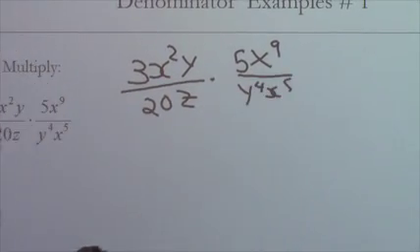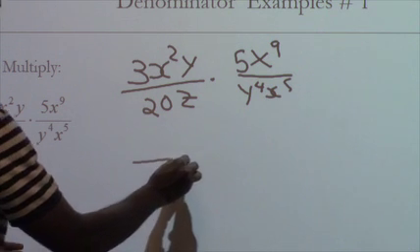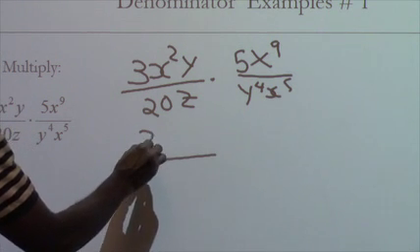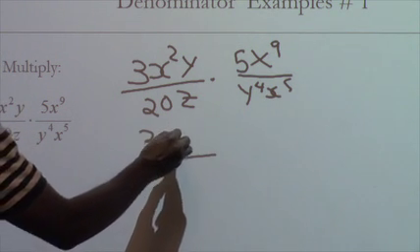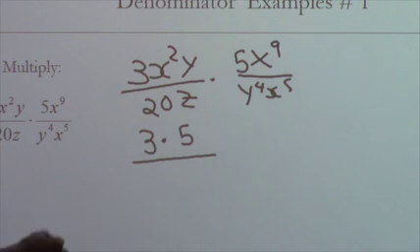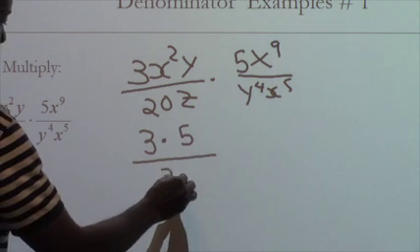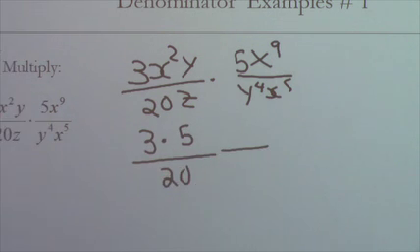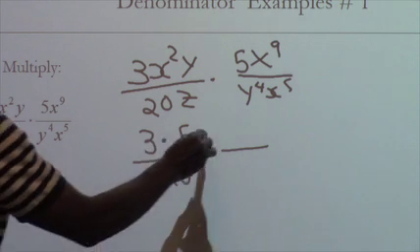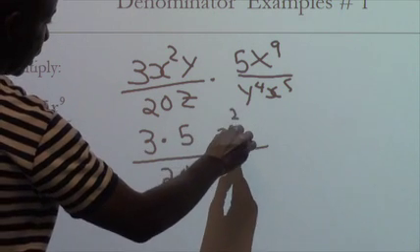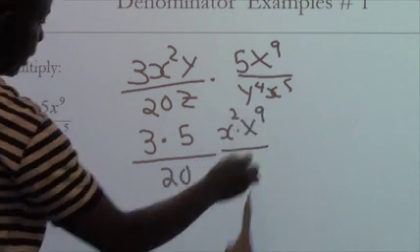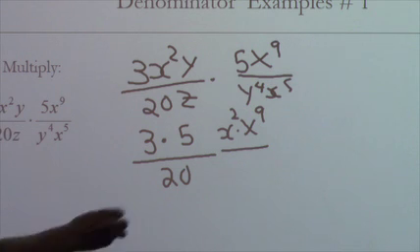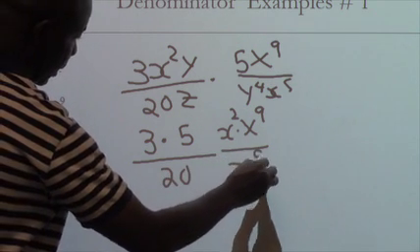Now, one of the things I'm going to do, I'm going to restructure them like this. On top, I have the whole numbers 3 and 5 as a product. On the bottom, I just have 20. Then I see some x terms. On top, I have x squared and x to the 9th. And at the bottom, I have an x to the 5th. So I want to do it like this.